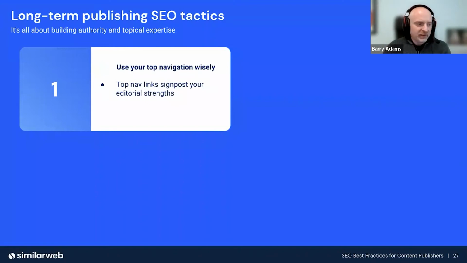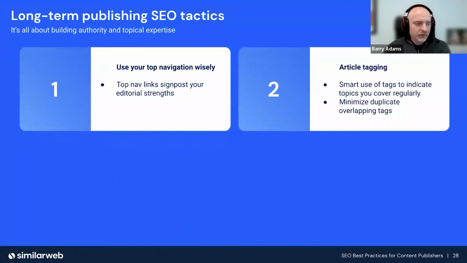And second, we're talking about the tags that you use, article tags, very important. Tagging and categorization in general of articles, again, is a very good way to tell Google that these are our editorial specialties. This is the content that we specialize in and the topics that we cover regularly as a publisher.